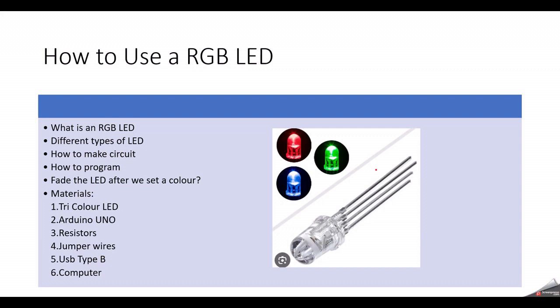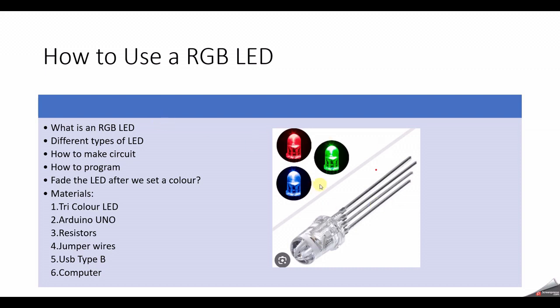So first let's look at what materials are required. We need a tricolor LED, we need an Arduino UNO board, and then we need some resistors, 3 of them, one for each of the cathode pins, and we need some jumper wires, and then a USB type B cable, and then a computer, of course, to program the Arduino UNO board.